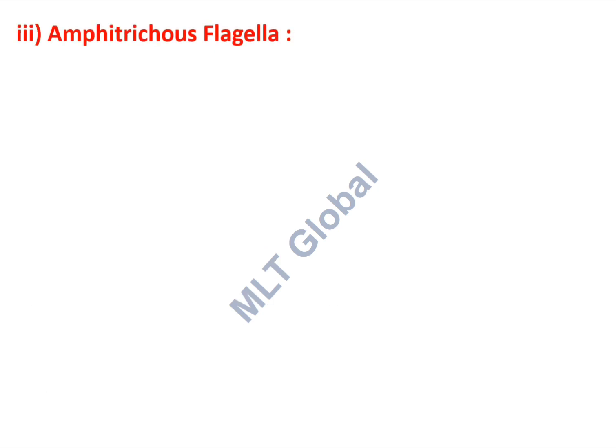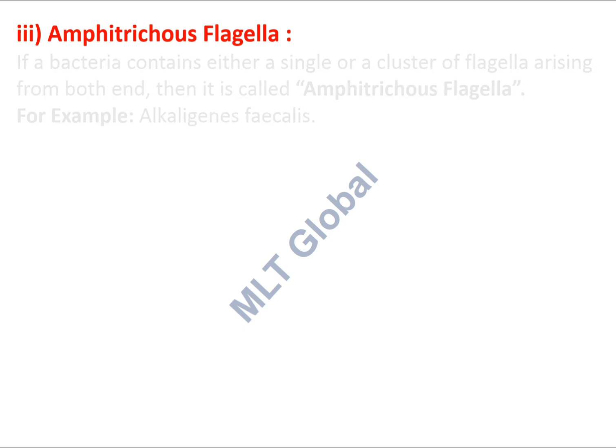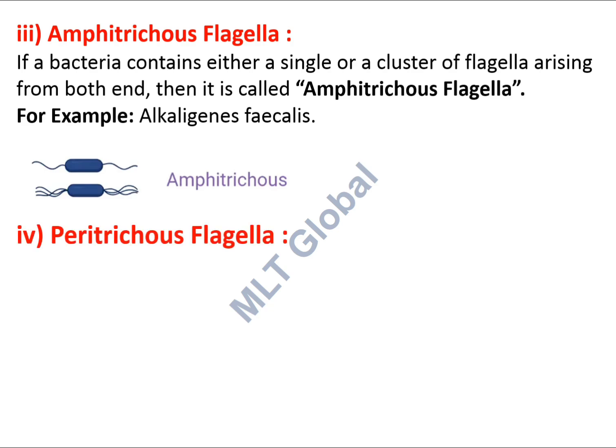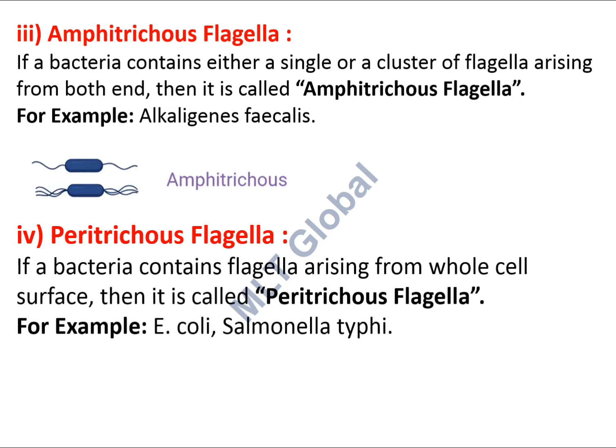Three. Amphitrichous flagella. If a bacterium contains either a single flagellum or a cluster of flagella arising from both ends, then it is called amphitrichous flagella. For example, Alcaligenes faecalis. Four. Peritrichous flagella. If a bacterium contains flagella arising from the whole cell surface, then it is called peritrichous flagella. For example, E. coli, Salmonella typhi.